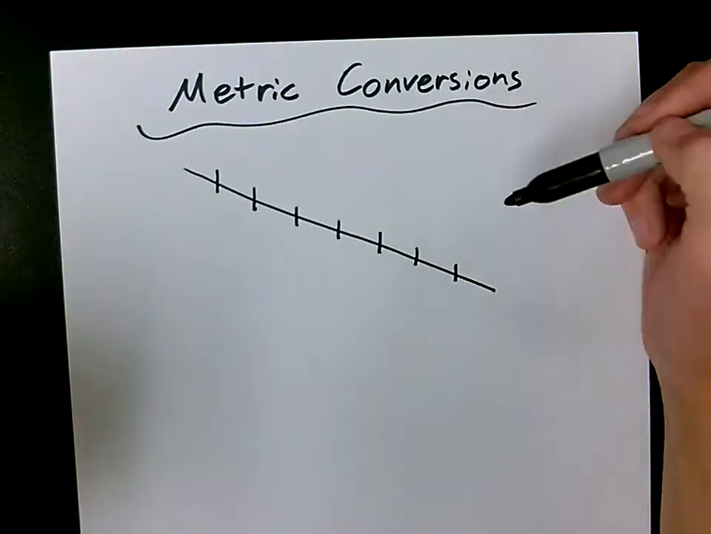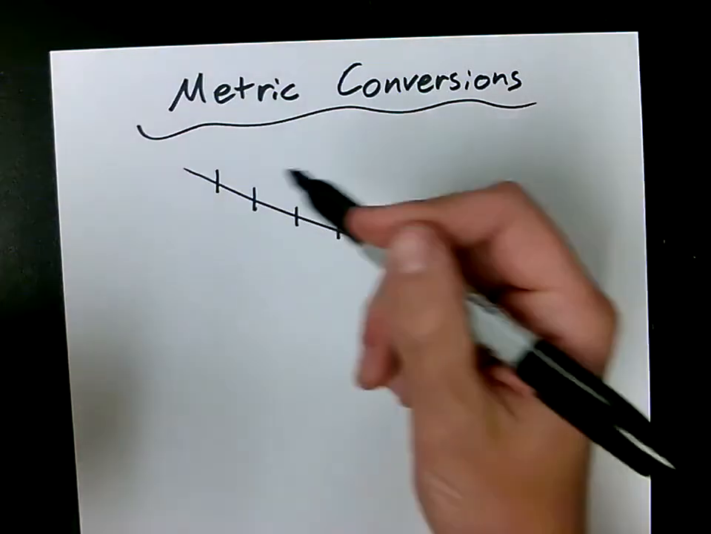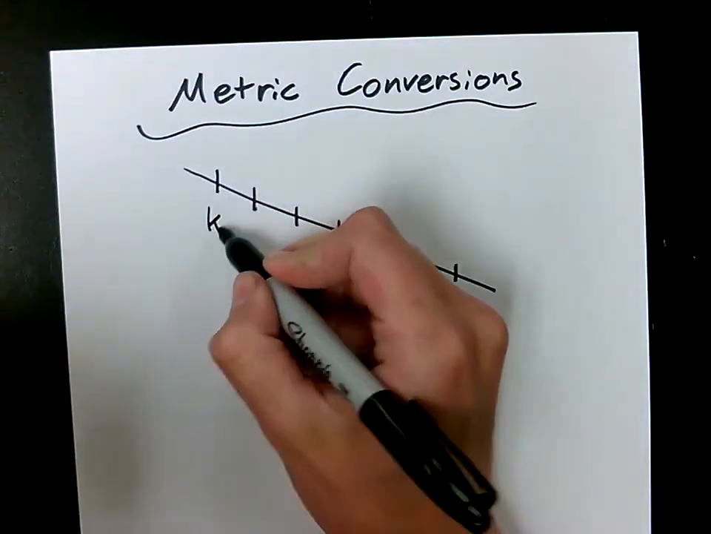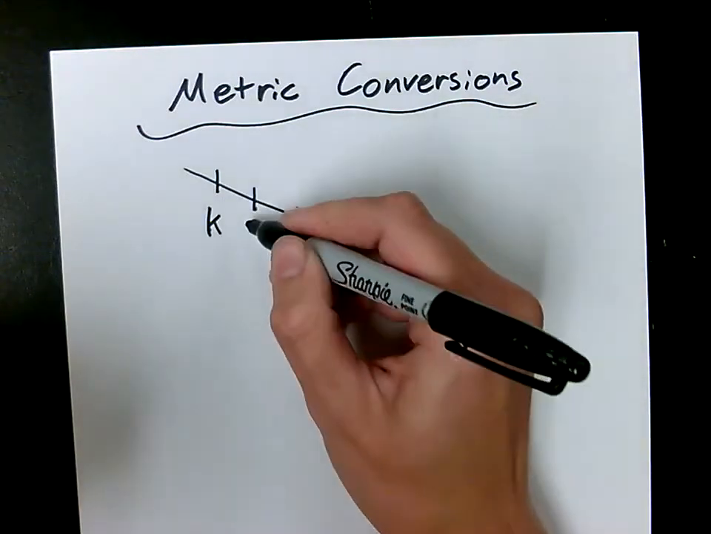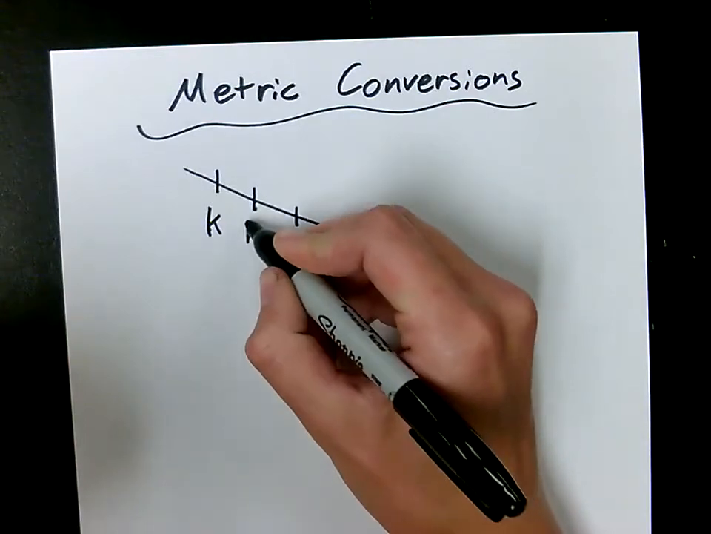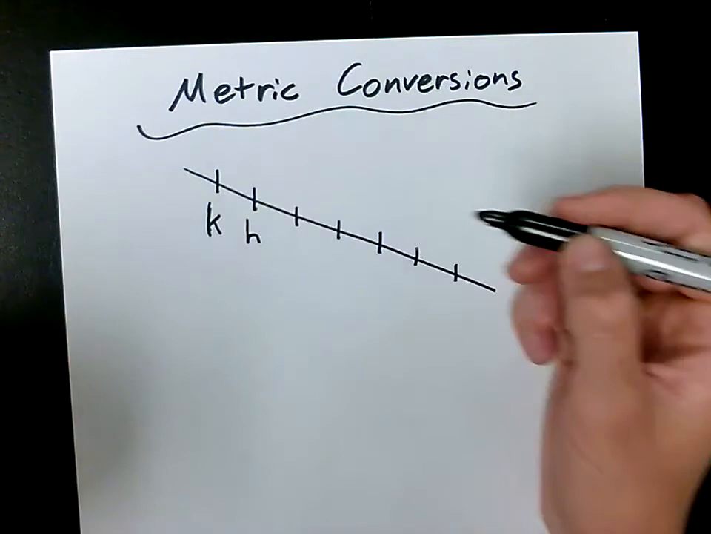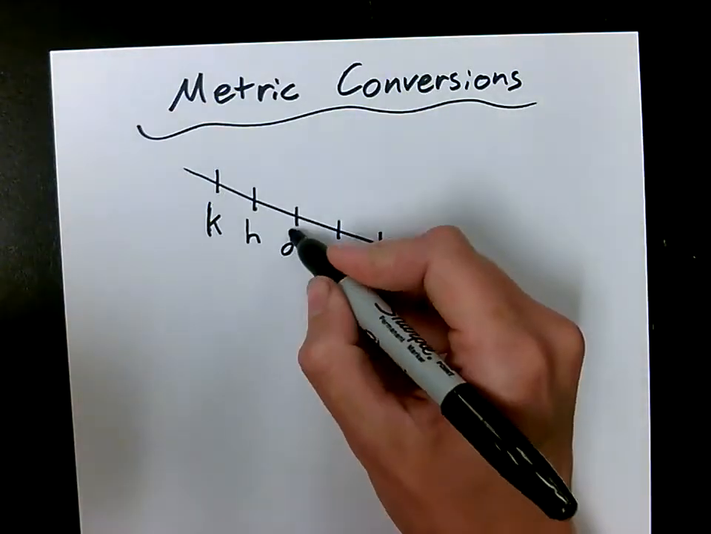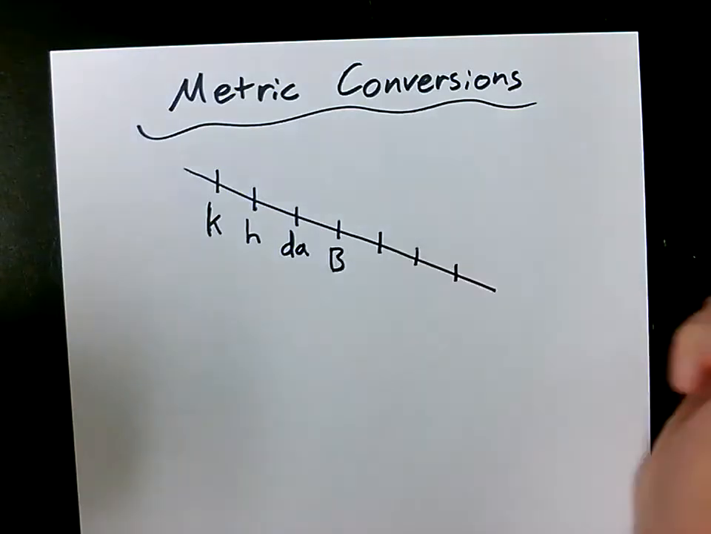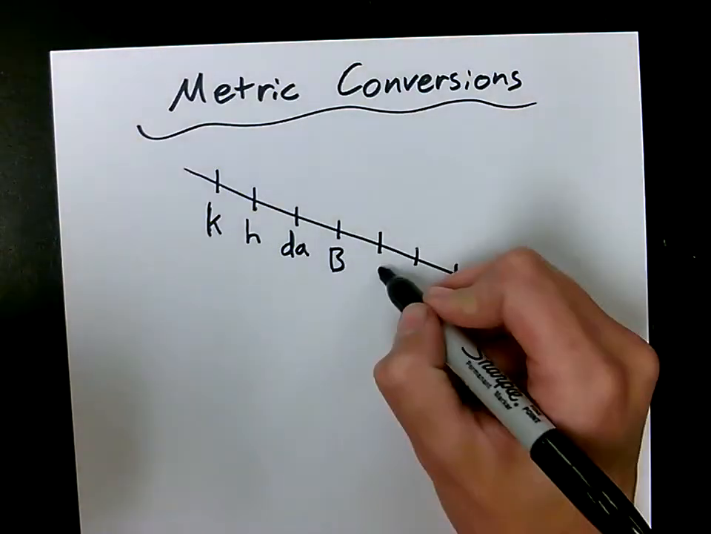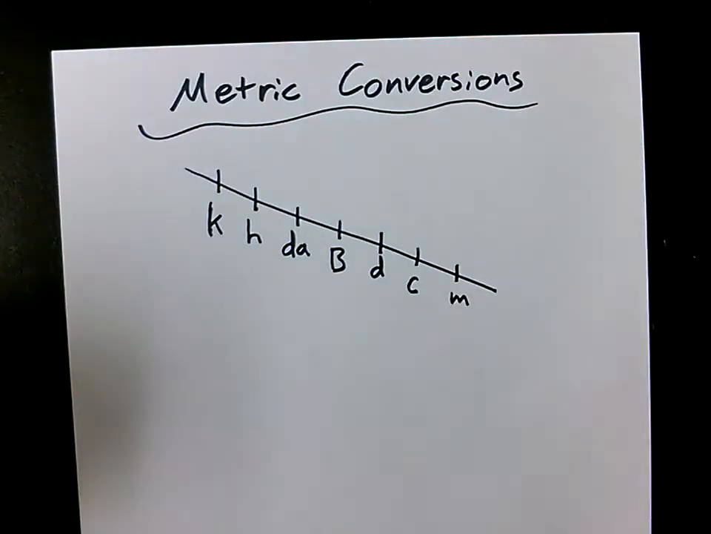Okay, now we need to label these tick marks. Now, at first you're going to be like, what the heck is she doing? You might recognize it, but you might be really confused. If you're confused, it's okay. We'll talk about it more in a minute. So I've got k, h, and these should mostly be lowercase letters. So this is a lowercase k, lowercase h. We've got a lowercase d, a. In the middle, I want to put an uppercase B. Then I'll do a lowercase d, c, and m.